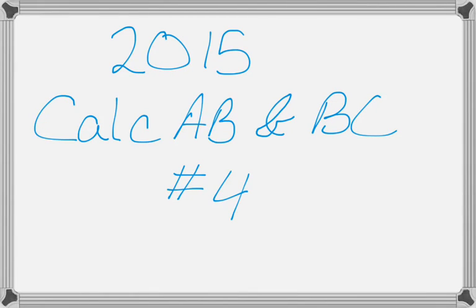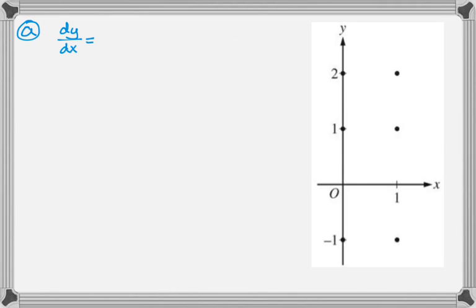Alright, let's talk about number 4 from the 2015 Calc AB and BC exams. It's a slope field slash differential equation problem. And so the first thing we need to do is create a slope field, which is kind of an awful experience. So dy/dx equals 2x minus y, and we have 6 points. So let's just do it.